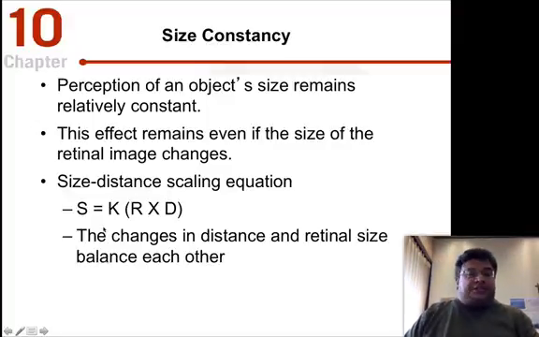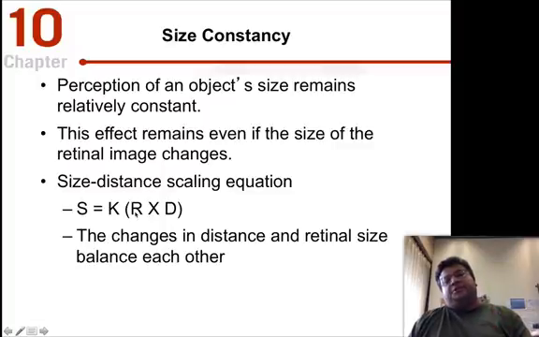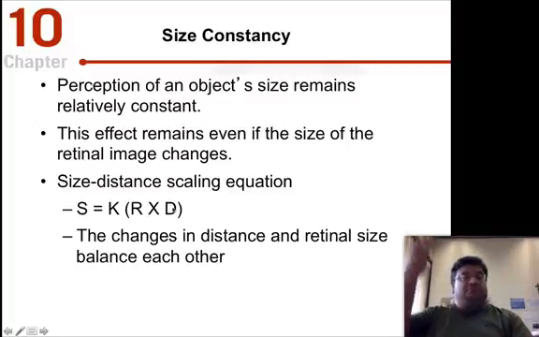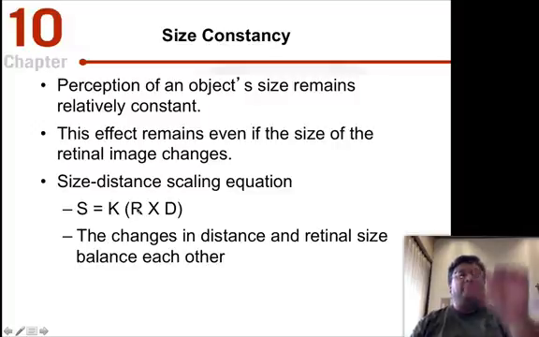R, and K is a constant. R is the size of the retinal image, and D is the distance that you're away from me. So if you're really close to me, D is low and R is high. That makes S a certain value, right? If you're far away from me, D is high, because you're further, but R is low, meaning the retinal image is really small.